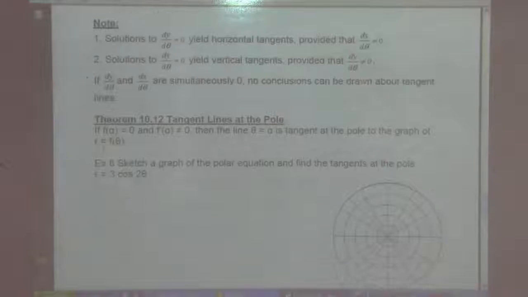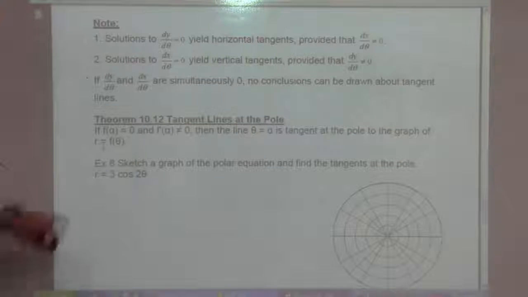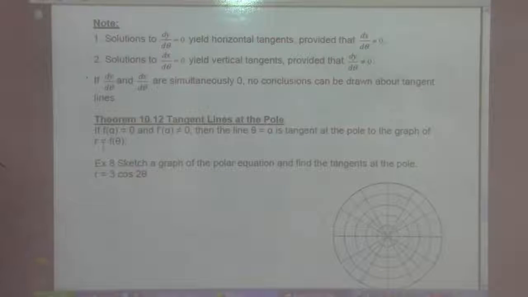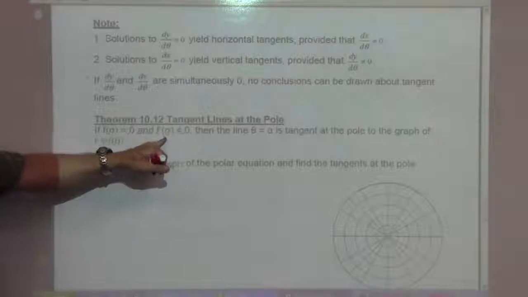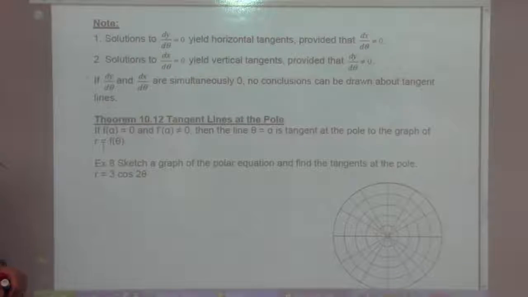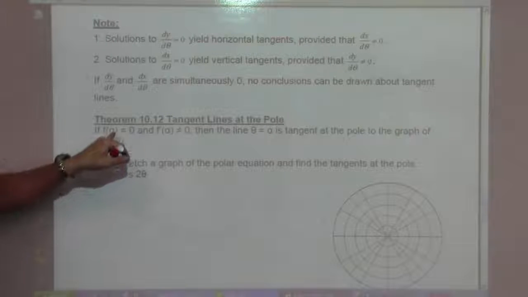So it says, note here, solutions to dy d theta equals 0 yield horizontal tangents, provided that dx d theta is not 0. Solutions to dx d theta equals 0 yield vertical tangents, provided that dy d theta is not 0. If dy d theta and dx d theta are simultaneously 0, no conclusions can be drawn about tangent lines. And theorem 10.12, tangent lines at the pole. If f of alpha equals 0 and f prime of alpha is not 0, then the line theta equals alpha is tangent at the pole to the graph of r equals f of theta. Okay, and then alpha is a point.